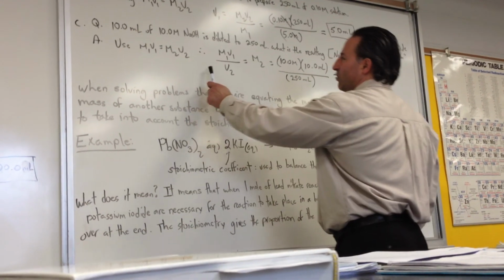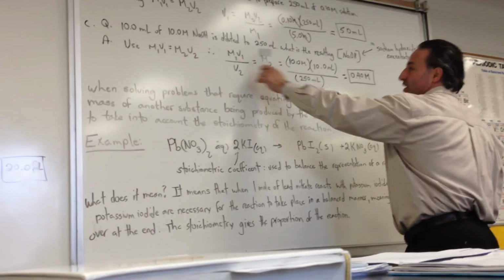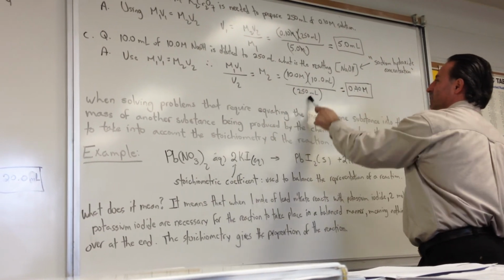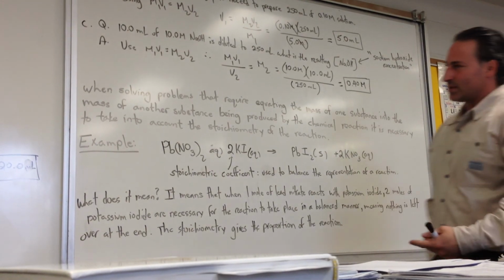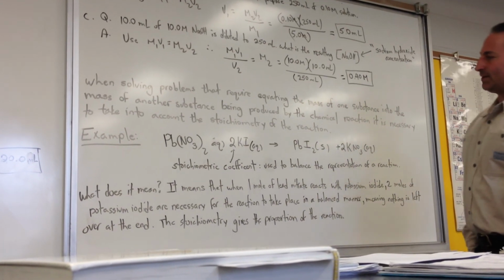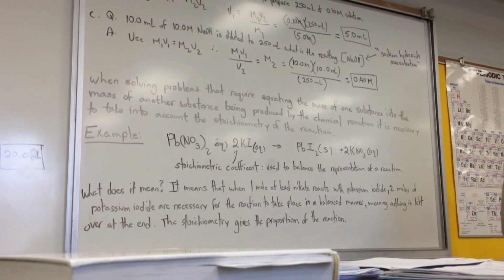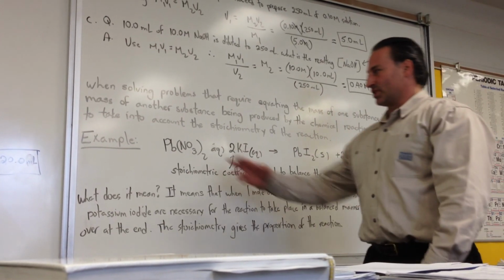Again, we use the dilution formula. We solve for M2. We isolate M2 in the equation and plug in the variables we know. We get an answer of 0.4 molar. Which brings us to the next concept, writing stoichiometry. It's a new fancy word. All it means is proportions of the reaction.